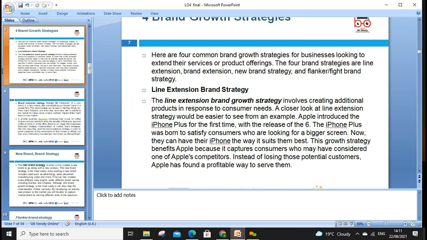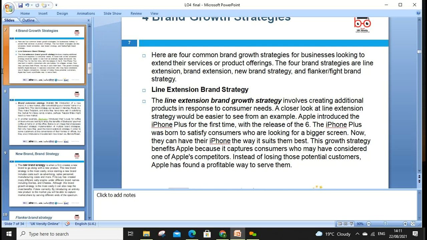Like the iPhone Plus was born to satisfy consumers who wanted a bigger screen, and now they can choose the iPhone that suits them best. These growth strategies benefit customers who had considered Apple's competitors, and the potential customers can be served profitably.